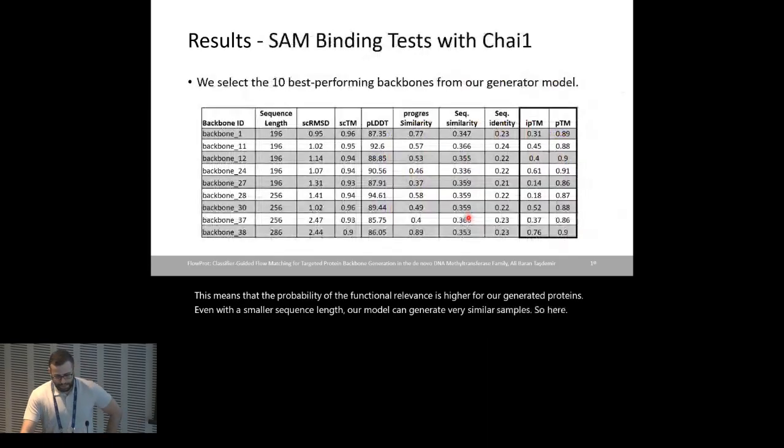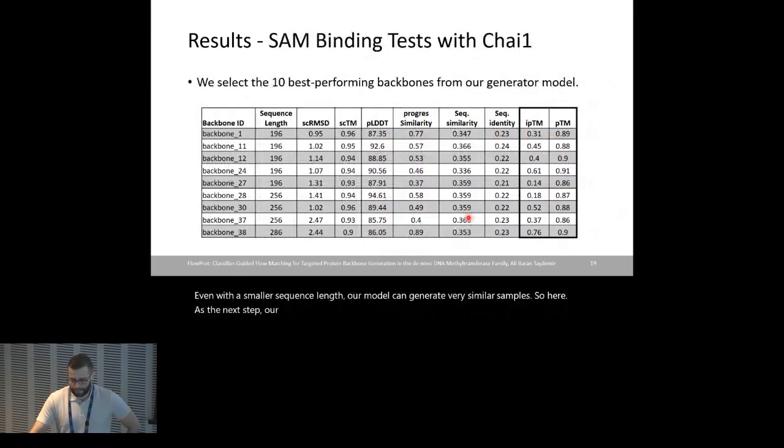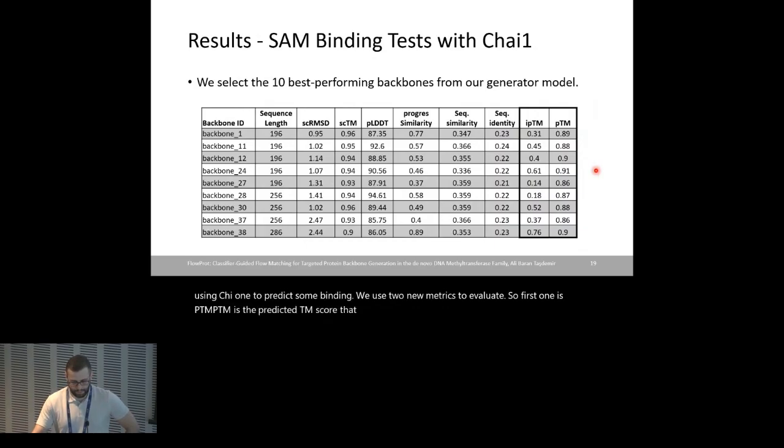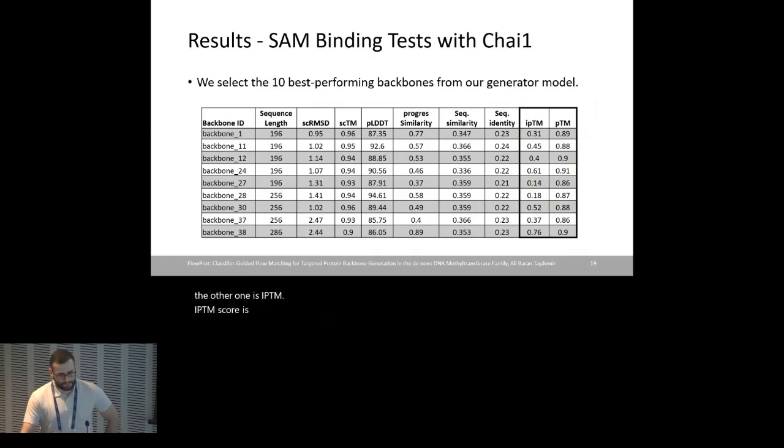As the next step, our collaborators, who are experts in the field, tested our top models using Chai-1 to predict SAM binding. We used two new metrics to evaluate. So the first one is pTM. pTM is the predicted TM score that shows the confidence in the predicted structure. And the other one is ipTM. ipTM score is the interface predicted TM score. It shows the confidence in the interaction.